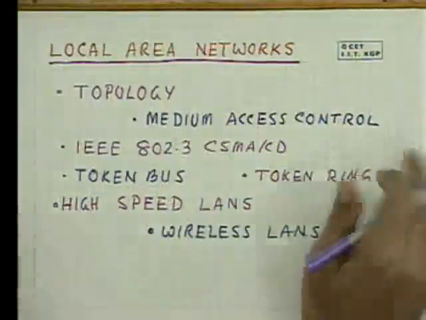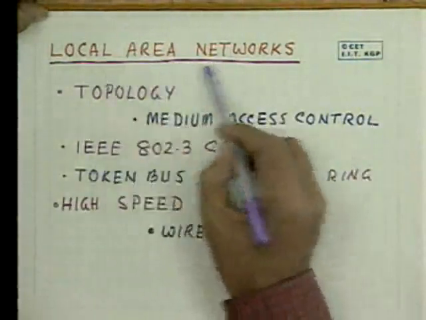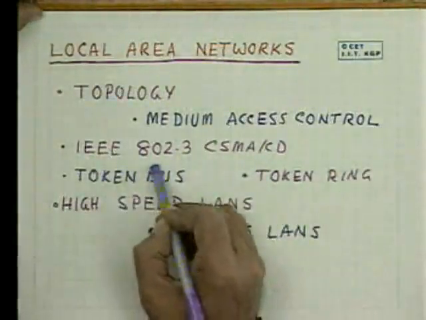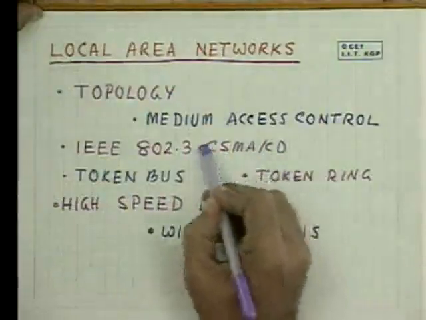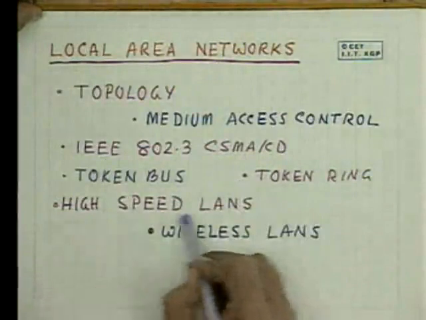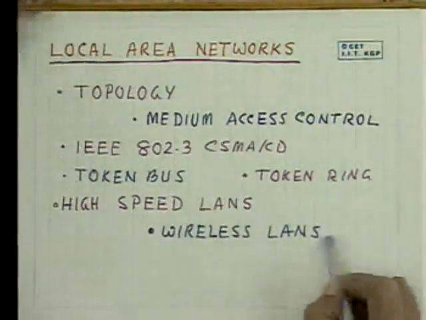In part 3, which deals with local area networks, we shall consider various issues related to local area networks such as transmission media, topology, and medium access control techniques, because, as I mentioned earlier, we will be sharing a single medium and we have to develop suitable medium access control techniques for sharing the medium. We will also cover some standard legacy LANs such as Ethernet based on CSMA/CD, token bus, token ring and so on. Then the latest developments leading to high speed LANs such as 100 VG AnyLAN, fast Ethernet, gigabit Ethernet and FDDI. All these things we shall discuss in this module. And finally, wireless LANs which are gradually emerging.